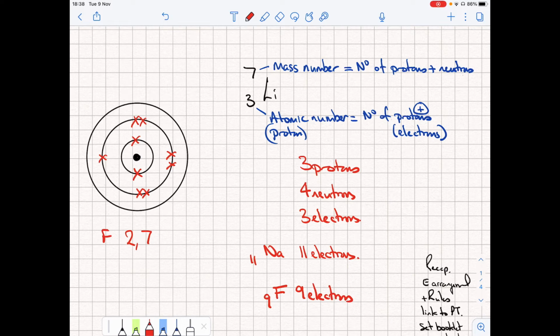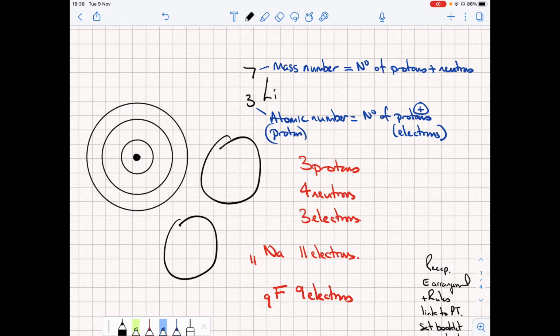Just something to be aware of, we can get ourselves up to 20 electrons. We have to know the arrangement for 20 electrons. So to get to 20, we actually need another energy level. So let me just add another energy level. That's going to give me an oval. Let's try and do that a bit better.